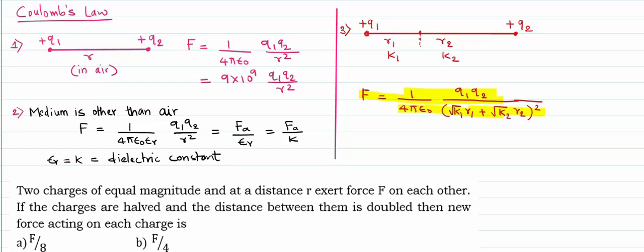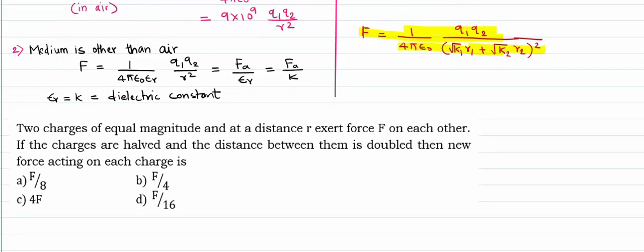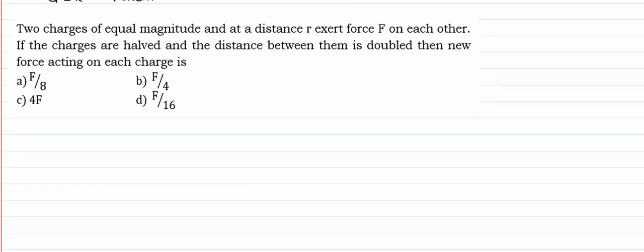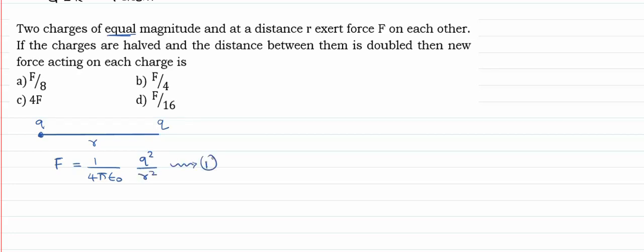So first problem: two charges of equal magnitude at a distance r exert force F on each other. If the charges are halved and the distance between them is doubled, then the new force acting on each charge is. So initially there are two charges, I will take Q1 and Q2. He has told equal magnitude, so I will take Q and Q separated by distance R. Then the force between them, he says, is F. So 1 by 4 pi epsilon naught Q1 into Q2 will be Q square by R square. This is equation 1.